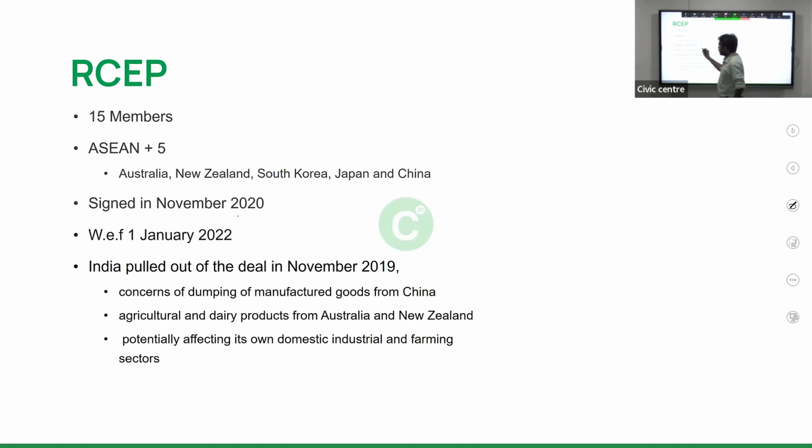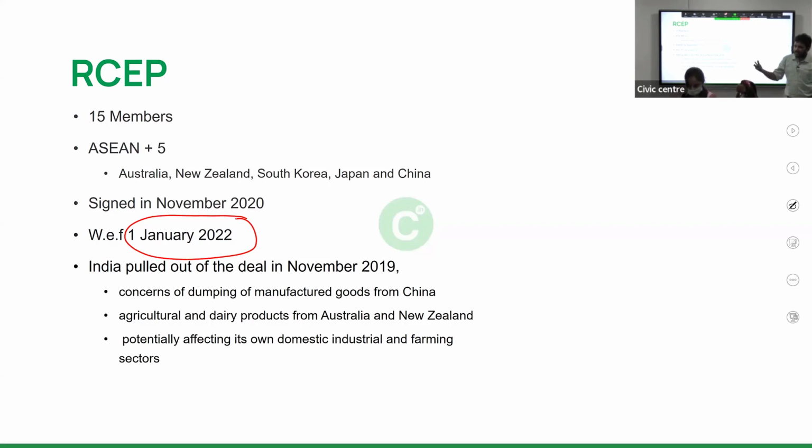So this is very important. RCEP came into enforcement from 1st January 2022. The fourth regional conference of RCEP was held virtually in order to recognize the enforcement or signing of RCEP. That's not important. Members are important. Enforcement date is important.